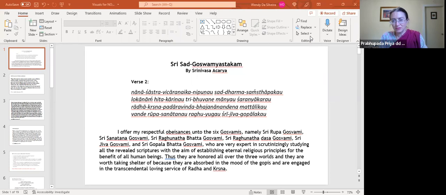So this verse from the Sat Goswami Astakam was written by Srinivasacharya in glorification of the 6 Goswamis, of whom Srila Prabhupada says that Rupa Goswami was the head. Although actually Sanatana Goswami was his elder brother and his spiritual master, Rupa Goswami became more prominent due to his erudite scholarship and devotion and his writings.